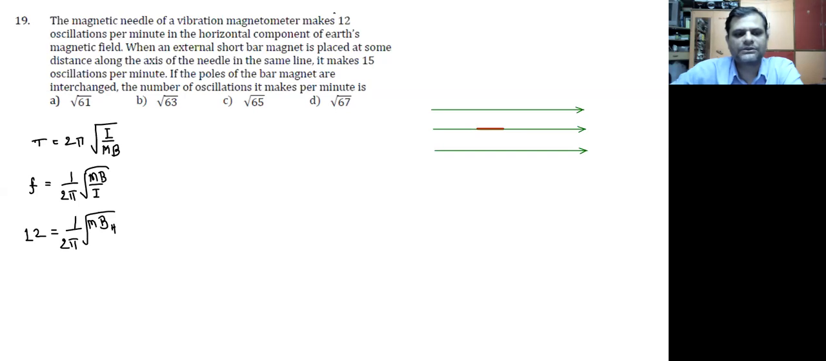where BH is the horizontal component of Earth's magnetic field, and that is to be divided by I as it is. Okay, so this is equation number 1 here. But if you just see the second statement, when the external short bar magnet is placed at a distance along the axis of the needle in the same line.